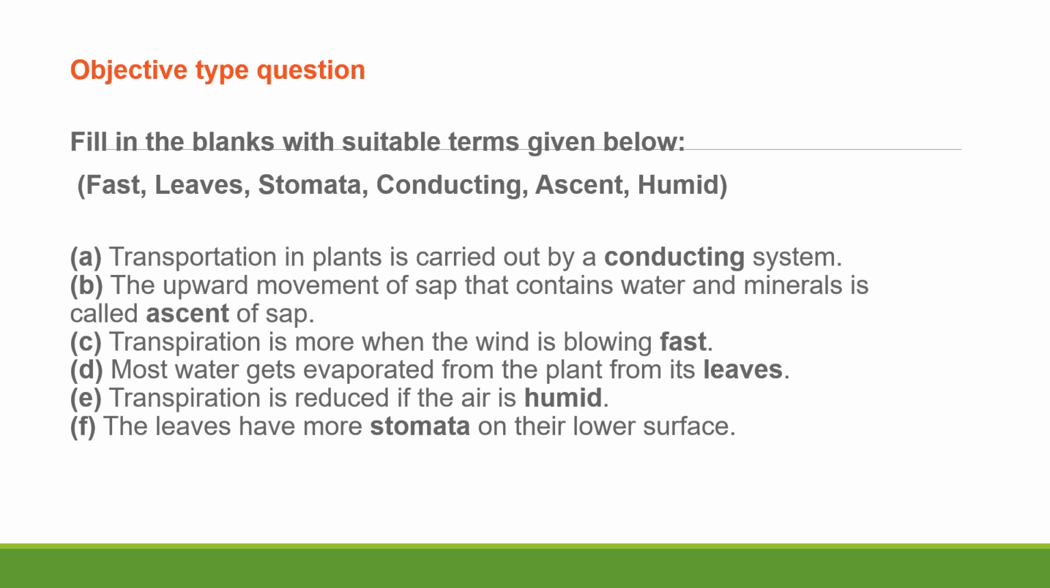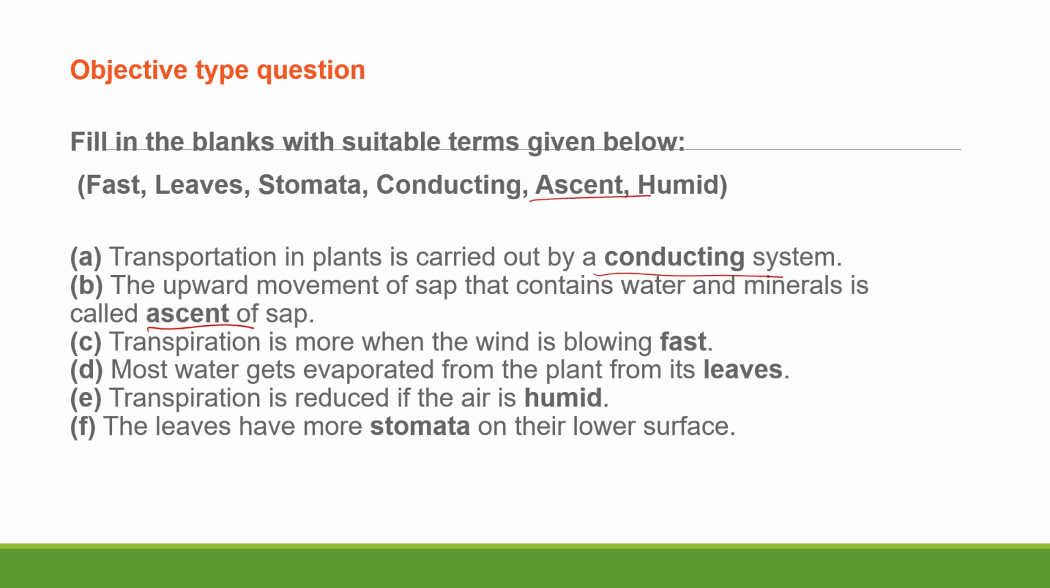Transportation in plants is carried out by a dash system. Here it is given, conducting system. So transportation in plants is carried out by a conducting system. The second one: the upward movement of the sap that contains water and minerals is called ascent of sap. So they have given here the ascent. So it is ascent of sap.